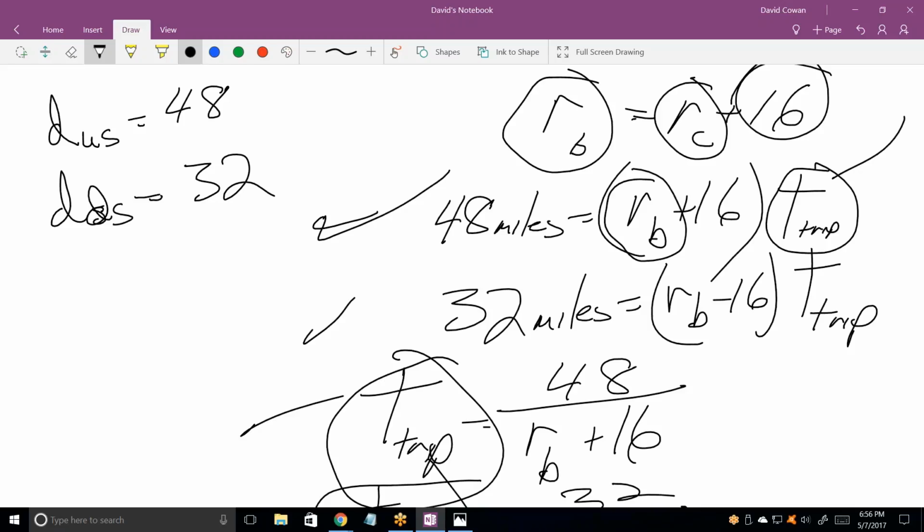Now, coming upstream, we can only go 32 miles in the same amount of time, and the rate we're going is the speed of the boat minus the current. The current's still going at 16 miles per hour. So these two equations appear to be correct.